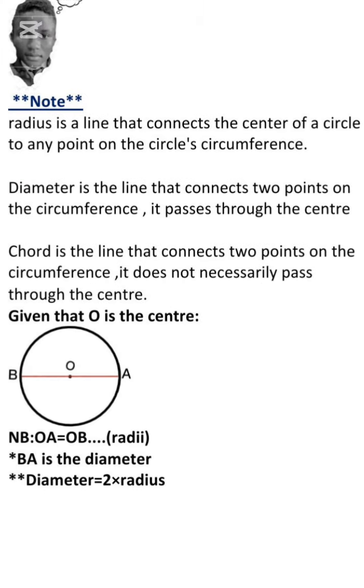As you can see, in the circle we are given that O is the center. OA is the radius. OB is also the radius. So what you're going to write in the exam, you're going to write OA is equals to OB. And the reason will be radii. Radii is the plural form of radius. BE is the diameter. Therefore, diameter is equals to 2 times the radius.